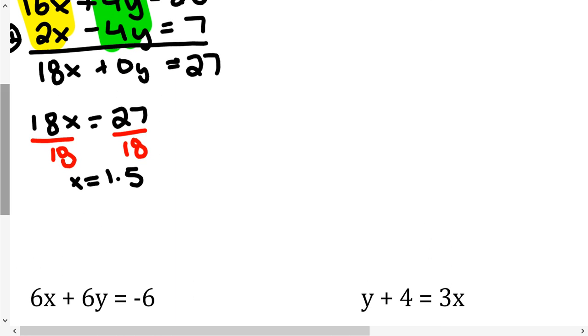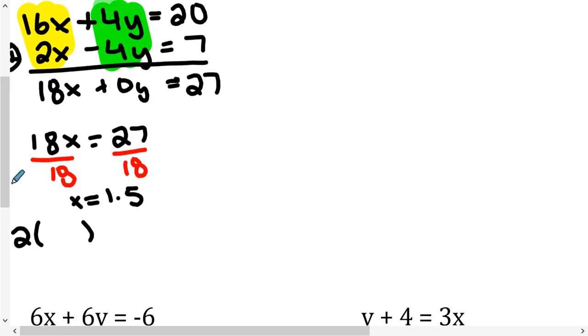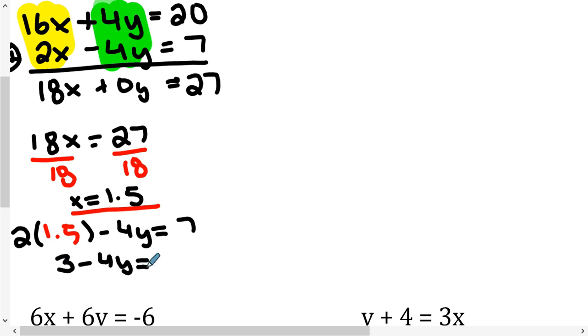I just want to make sure that 2x minus y, right, we're going to use our known minus 4y, should equal 7. And in place of x, right, my x value is 1.5. That was the solution I got from that last step. So 2 times 1.5 gives me 3, right? I have 2 1.5s. Minus 4y equals 7.